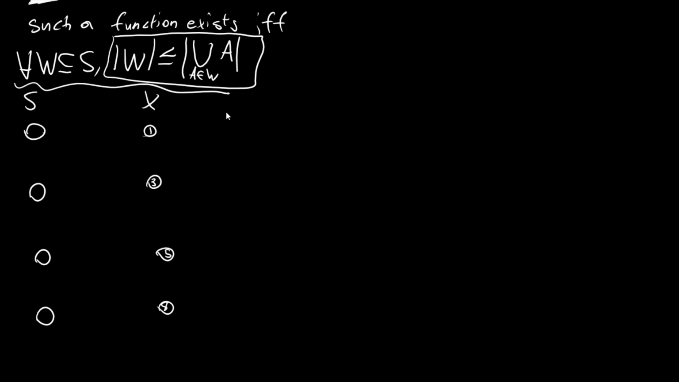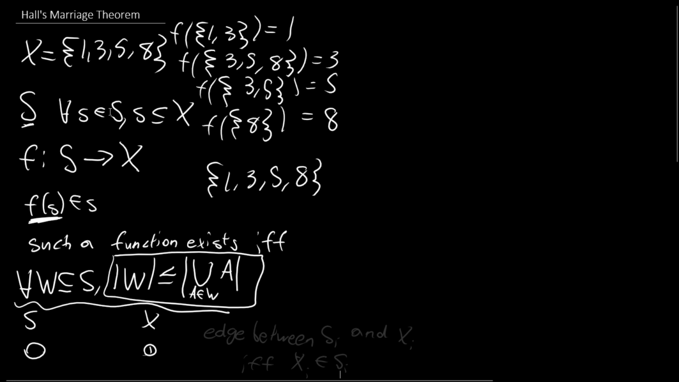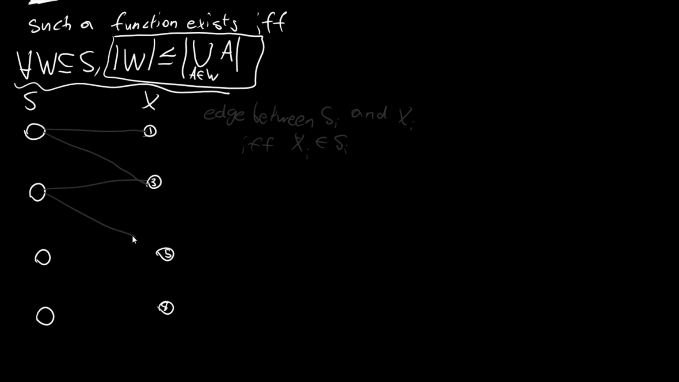So, an edge between Si and xi if and only if xi is in Si. Okay? So we're going to add some edges based on these sets: {1, 3}, {3, 5, 8}, {3, 5}, and {8}. Hopefully this is visible.